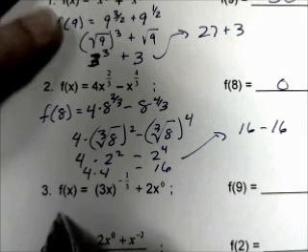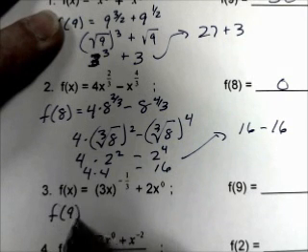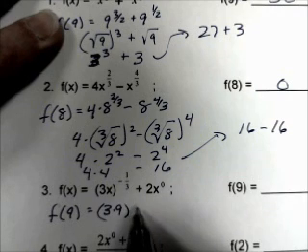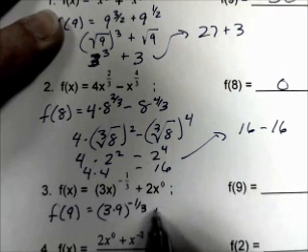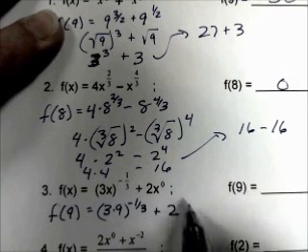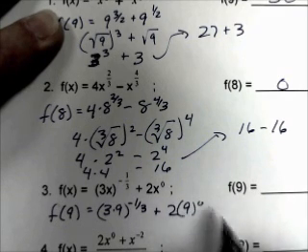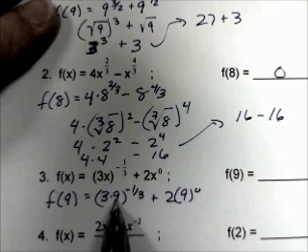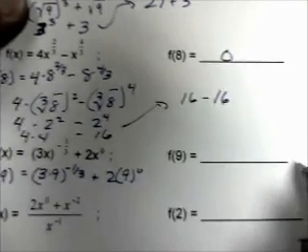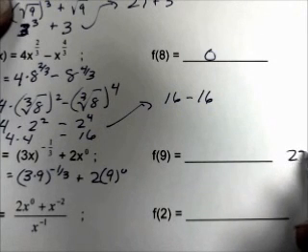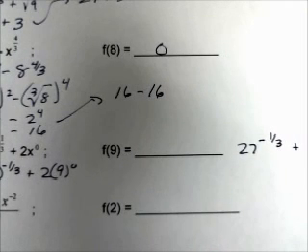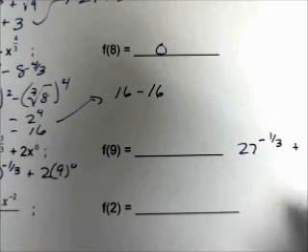F of 9. This is going to be 3 times 9 raised to the negative 1/3 plus 2 times 9 raised to the 0. Okay, so 3 times 9 is 27. So this is 27 raised to the negative 1/3 plus 9 to the 0 is 1 times 2 is 2.